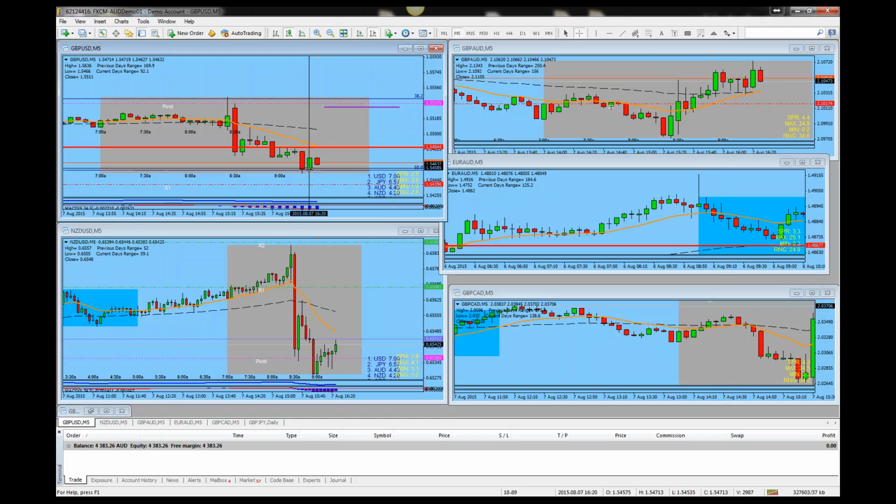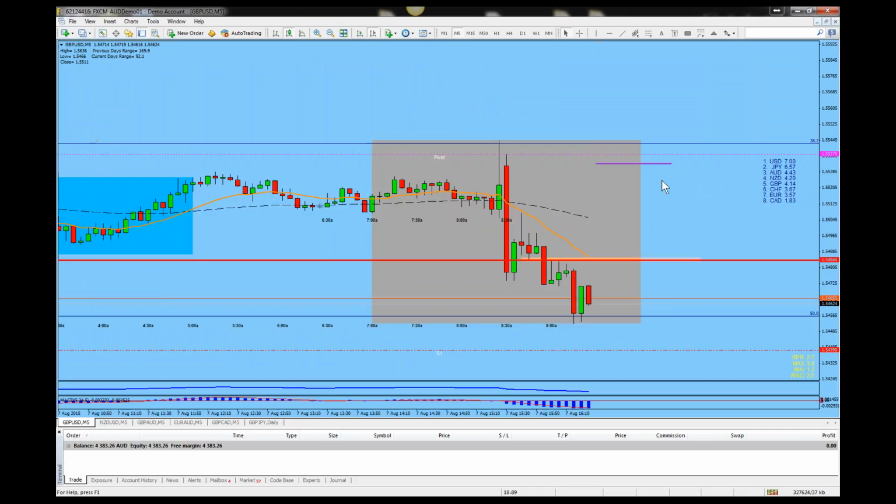All right. So I'm glad I didn't chase this. How far did it go? 14 pips. Okay, I would have had to stop out here at the high anyway. But I had to catch myself because I used to chase all the time.